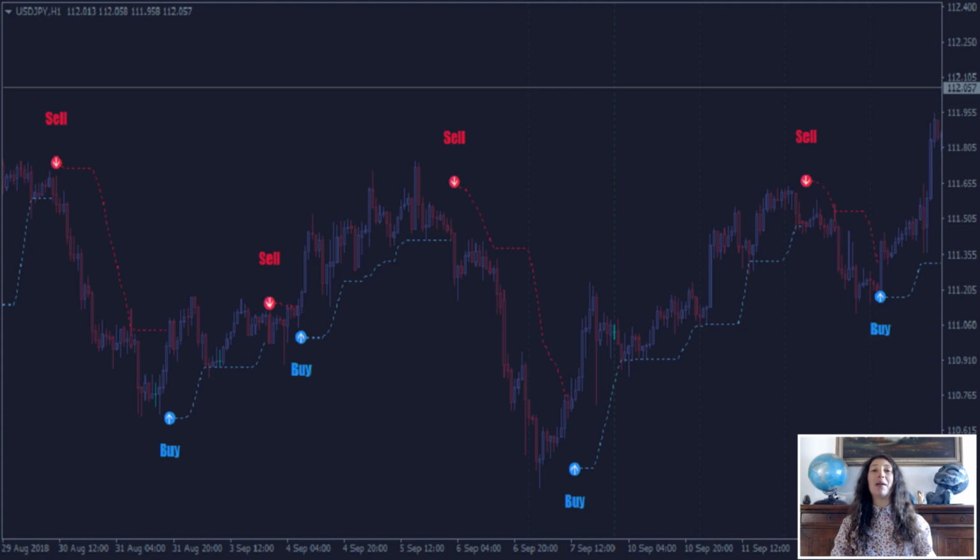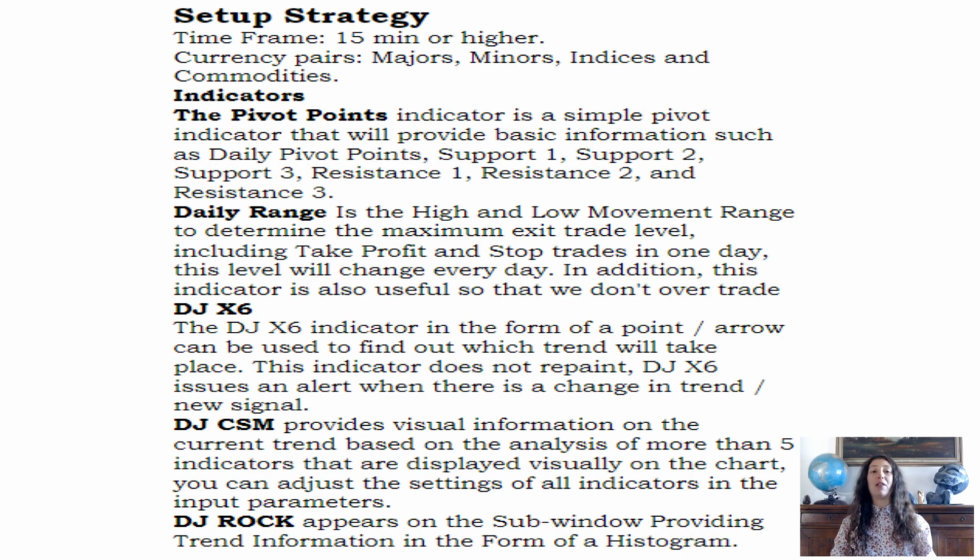In the following image, I show you the setup of the strategy. Time frame 15 minutes or higher. Currency pairs, majors, minors, indices, and commodities. Indicators. The pivot points indicator is a simple pivot indicator that will provide basic information such as daily pivot points, support 1, support 2, support 3, resistance 1, resistance 2, and resistance 3.